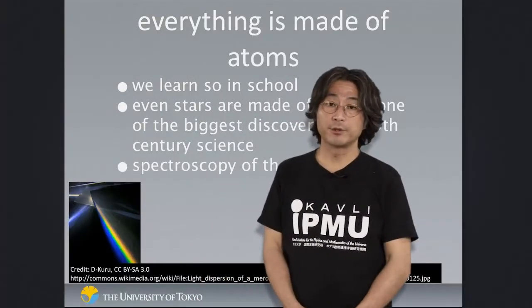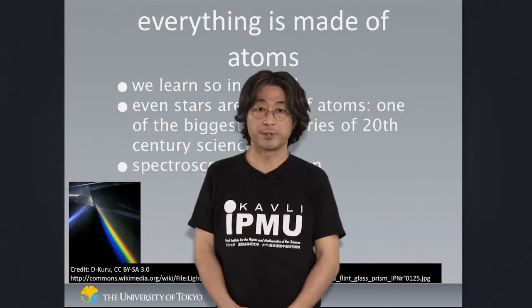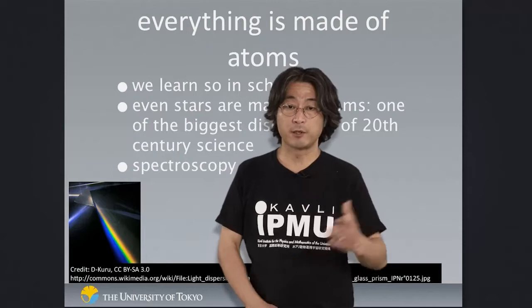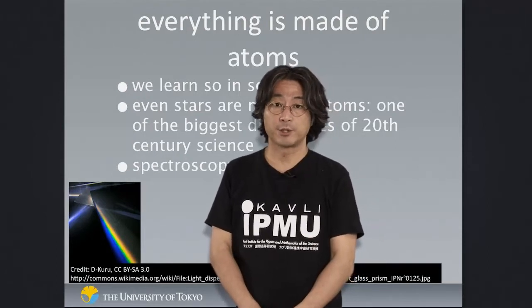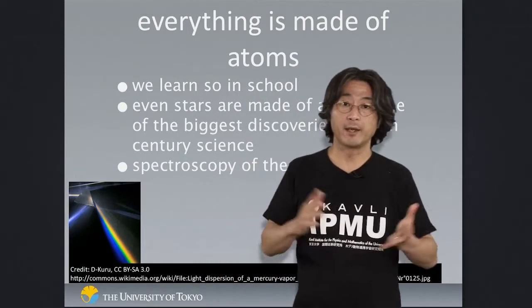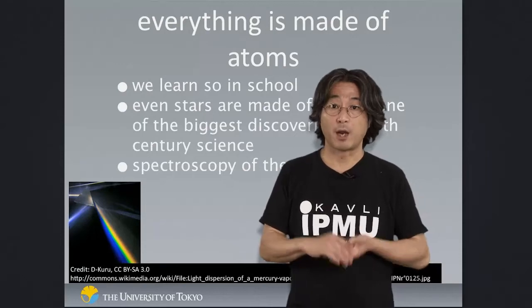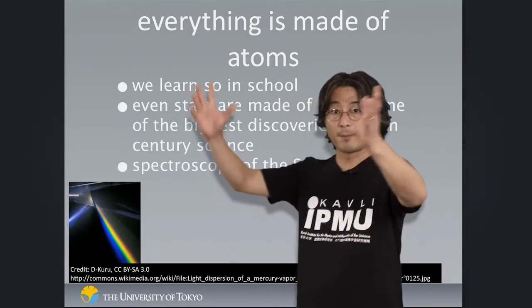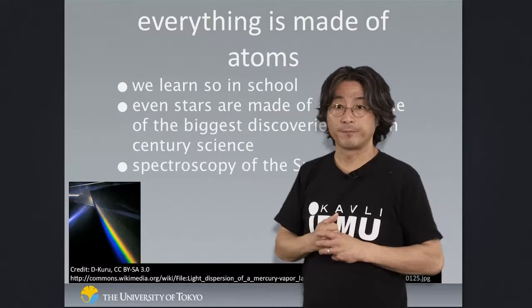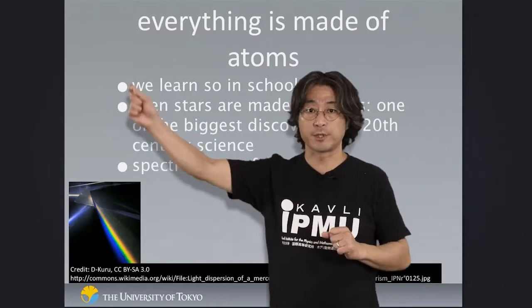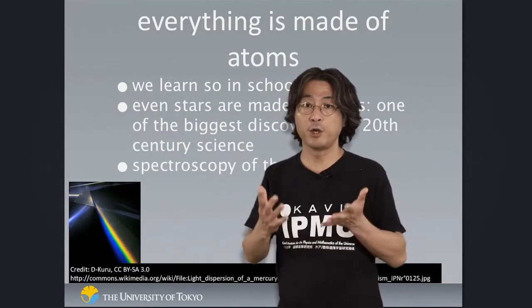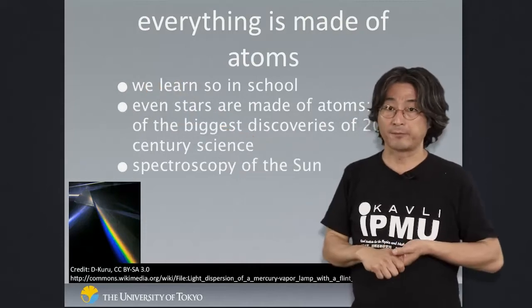So before we get into the question of where all these chemical elements come from, maybe we should ask one more basic question. We learn in school that everything is made of atoms. But how do we know that? For example, think about a star, even our sun. Nobody has gone to the sun, taken a sample and come back, right? How do we know that the sun is made of atoms?